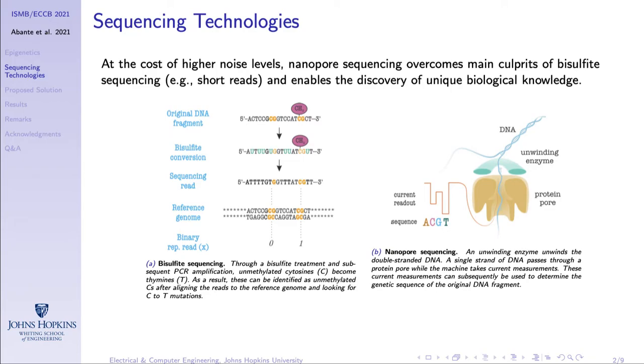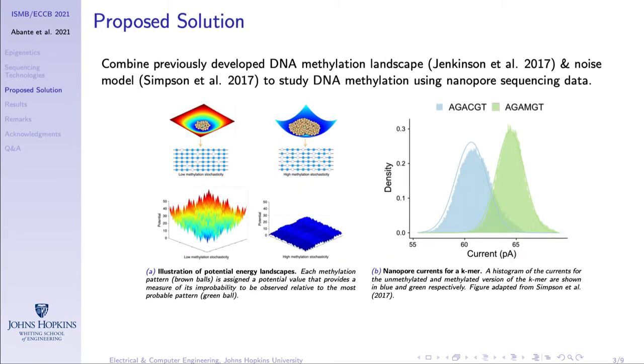In this case, the DNA is unwound and single-stranded DNA runs through a pore where current measurements are taken. The basic premise being that the current measured will be a function of the k-mer running through the pore. This technology, however, has an important limitation, and that is that the signal is rather noisy, and that needs to be taken into account when performing the downstream analysis.